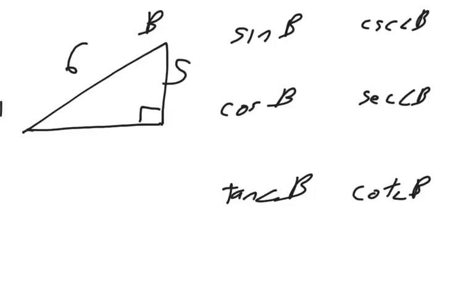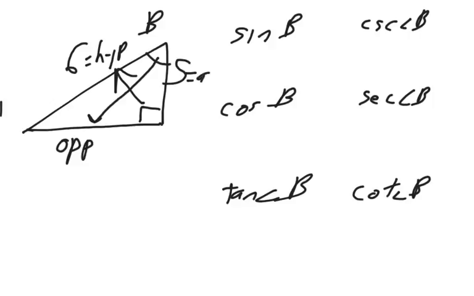Alright, here we have a right triangle, and we're looking for the sine, cosine, and tangent of angle B, which is right here. When I'm labeling, the side across from the right angle is always the hypotenuse. The side across from the angle is always the opposite, which means the side left over is left to be the adjacent.